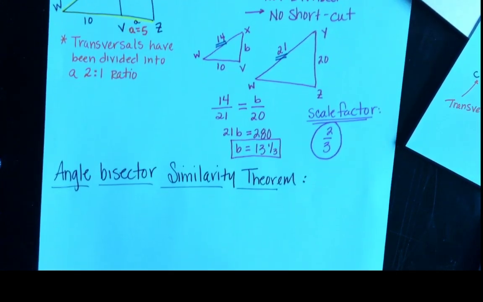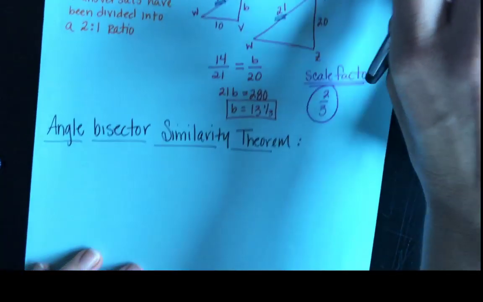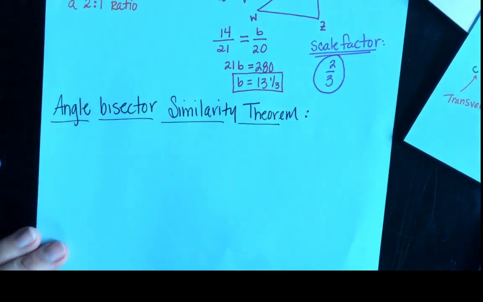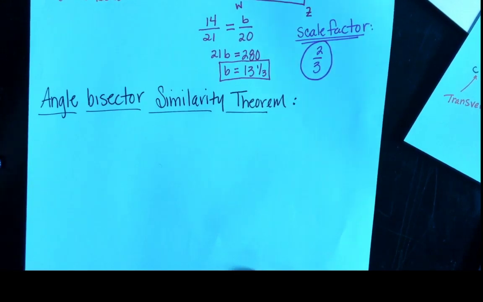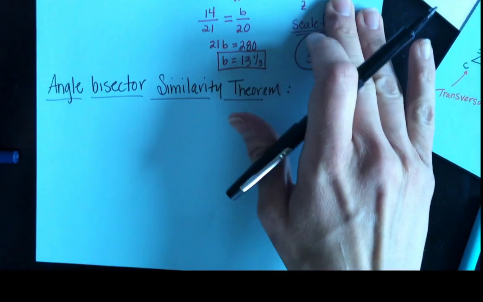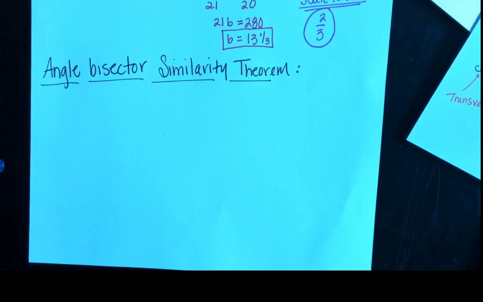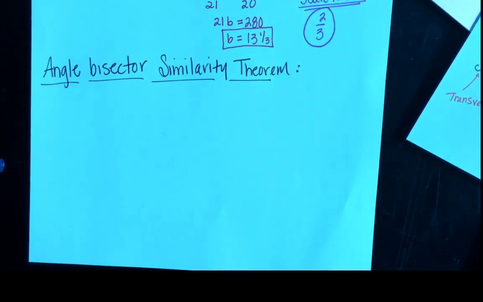And our angle bisector similarity theorem, not really what it's probably called, and I don't even know if it has a name, but it occurs when an angle bisector shows up in a triangle. Again, it's a shortcut. It's a shortcut that works.